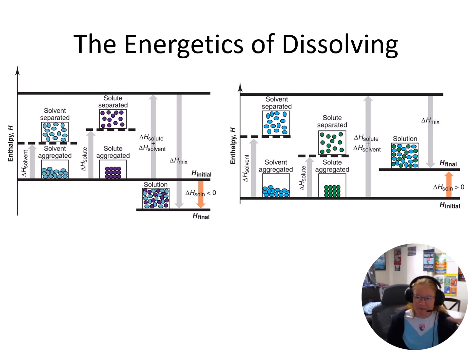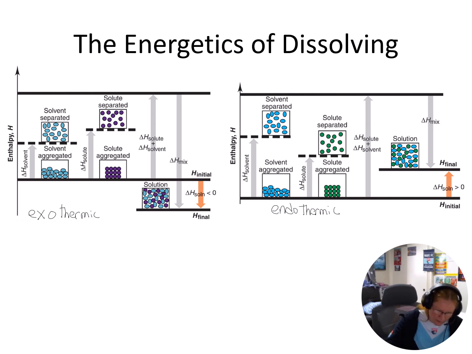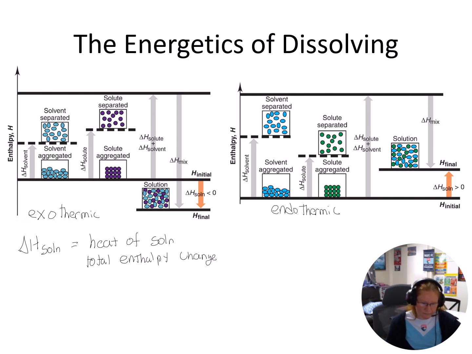And so that goes back to all these different things added together telling us what the delta H of the solution is. So this is my exothermic. This is my endothermic. All right, so my total enthalpy change that occurs when a solution forms from the solute and solvent is the heat of solution. So delta H of solution is heat of solution. It's the total enthalpy change for formation of a solution.